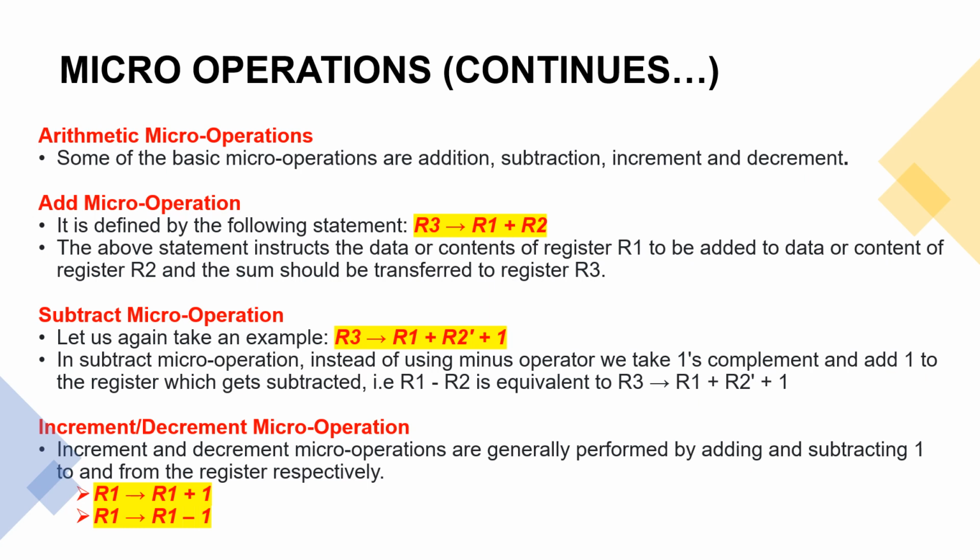Increment/decrement operation. Increment and decrement micro-operations are generally performed by adding and subtracting 1 to and from the register respectively.